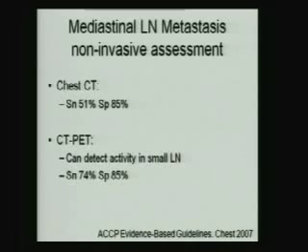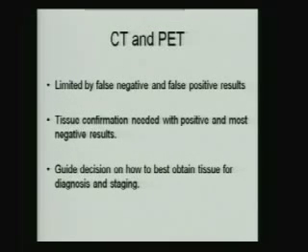Now, the advent of PET gave us a lot of hope as it can detect activity in small lymph nodes. And that's reflected in an improved sensitivity to 74%, but this is still quite low and misses quite a bit of false negatives. So CT and PET are limited by false negative and false positive results, and tissue confirmation is needed with positive and most negative results. However, they're still very helpful in guiding decisions on how to best obtain tissue for diagnosis and staging.